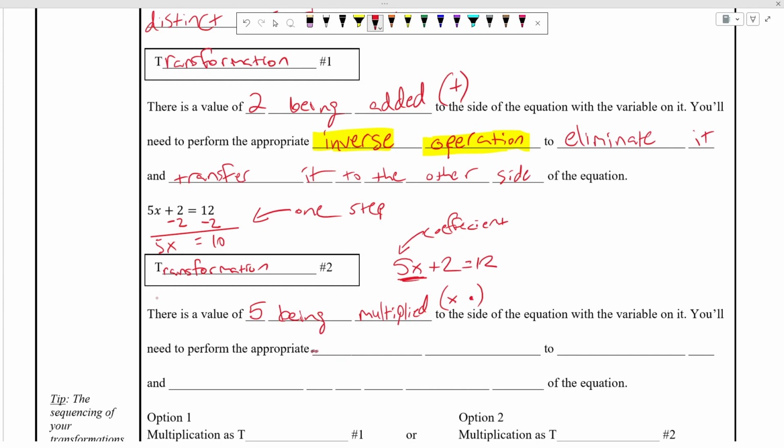And just as before, you will need to perform the appropriate inverse operation in order to eliminate. Again, I'm very peculiar about my word choice here. Eliminate. In algebra, you will see this term once again in a very specific context, and I think you're going to like it when we get there. But I'm very particular about my word choice. So eliminate it and transfer it to the other side of the equation.